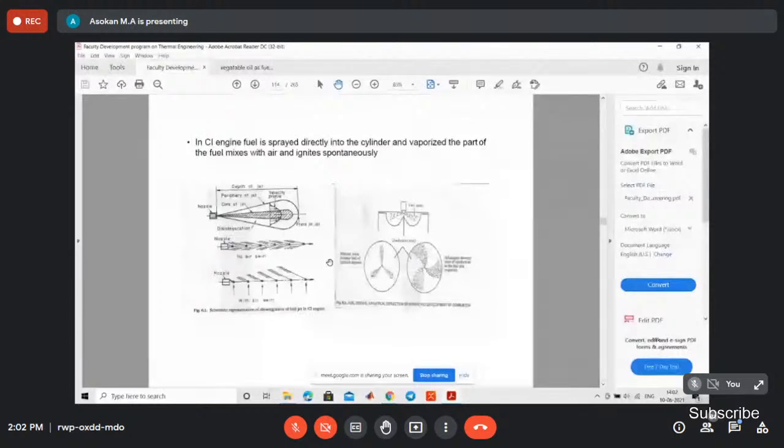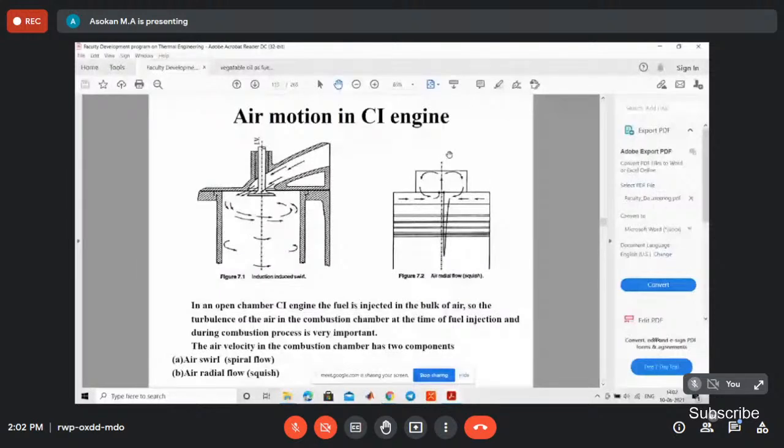Yes, it is air motion. So the air entering into the combustion chamber is rotated about the vertical axis of the cylinder. It is called the swirling motion. When the piston moves, because of the slope of the port, the air entering the combustion chamber is rotated about this axis. So it is a swirling motion, right?